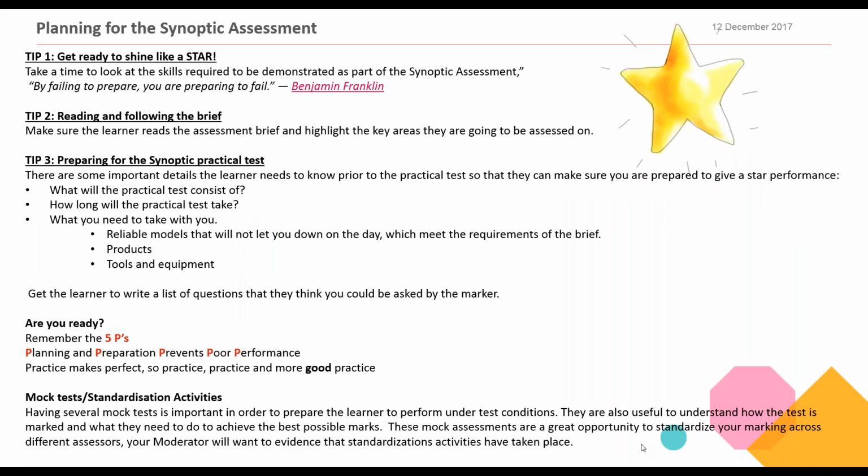Okay, so planning for the synoptic assessment. If you get my product updates, I've been sending these out to you as hints and tips throughout, just to prepare your learners. So get ready for your learners to shine like a star, making sure they are fully prepared. Failing to prepare, you're preparing to fail. Making sure that you have read that synoptic assessment through.